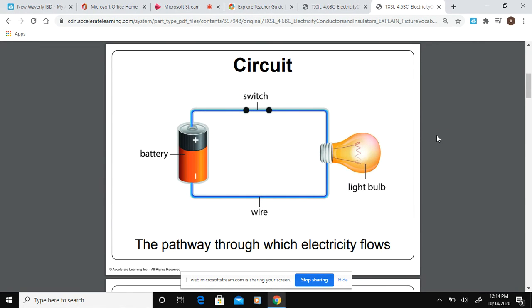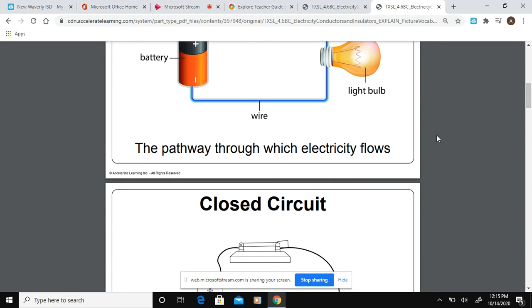The first vocabulary word is circuit. The definition says the pathway through which electricity flows. So we can see the connection of the battery from the plus and the minus, the negative and the positive side, to where it continues to flow to the light bulb itself. So it makes electricity. That is a circuit. It continues to flow to the source that it needs to be.